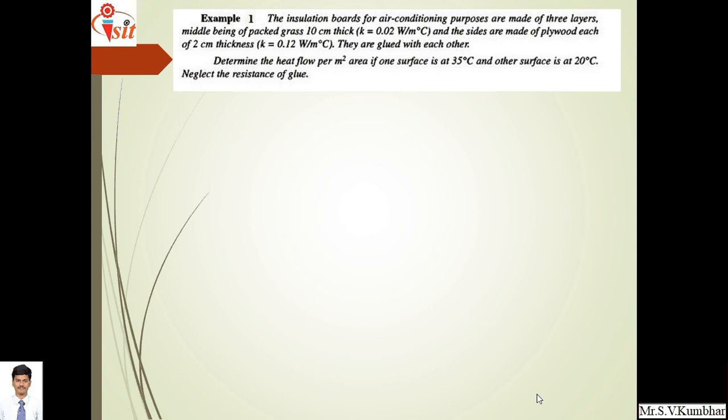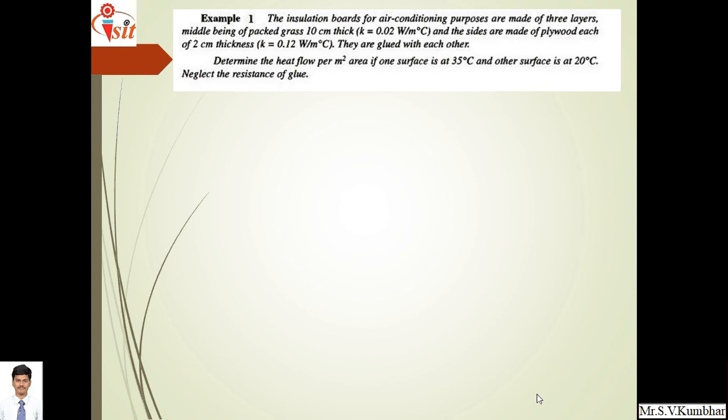Determine the heat flow per meter square area if one surface is at 35 degrees centigrade and the other surface is at 20 degrees centigrade. Neglect the resistance of glue. So in the earlier video lecture also I suggested to draw a simple figure for this problem. Again we will read the problem.